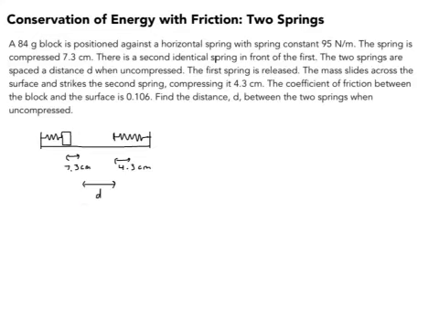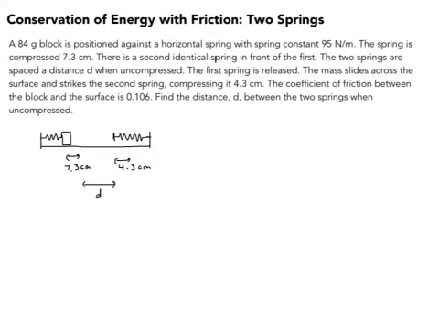The first spring is released, so you let go and this block goes sliding forward across the surface, and it strikes the second spring and then compresses it 4.3 centimeters. Then it stops and it's now at rest. The coefficient of friction between the block and the surface is 0.106. We have to find the distance d between the two springs when uncompressed.